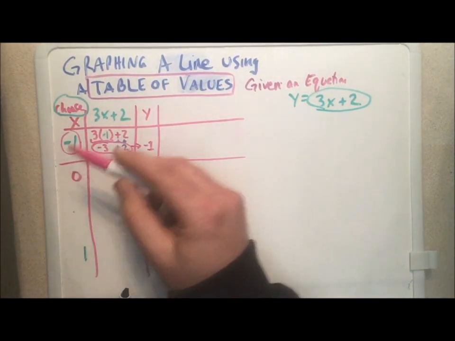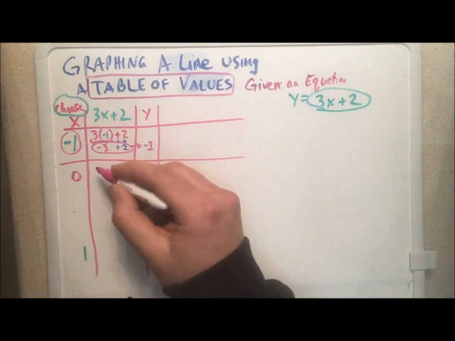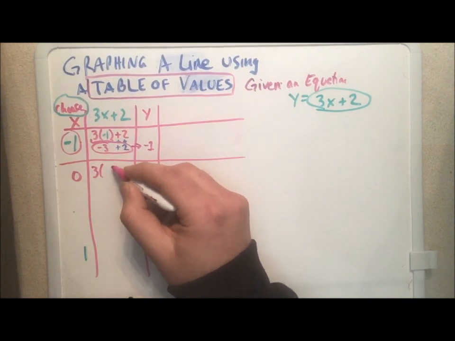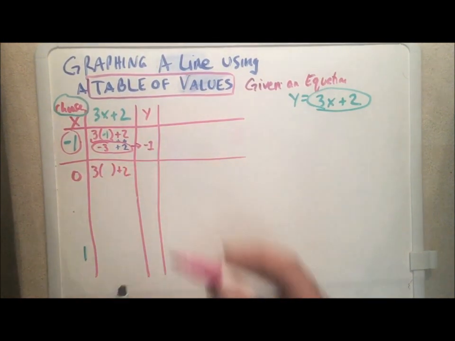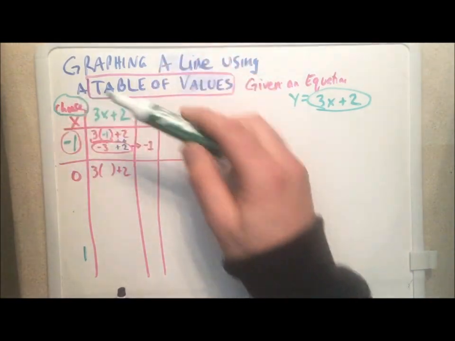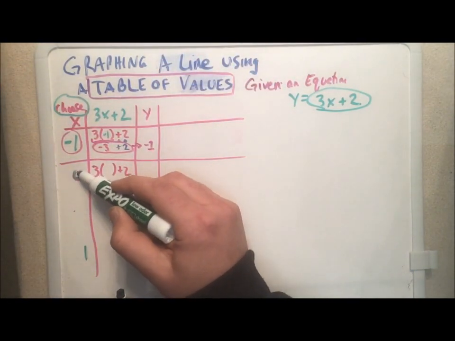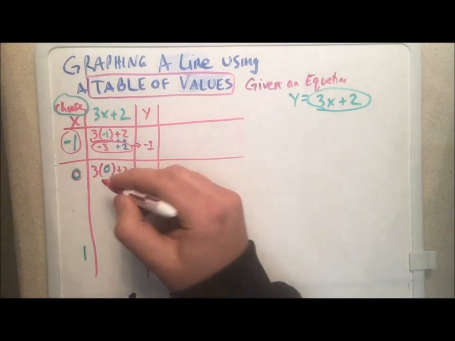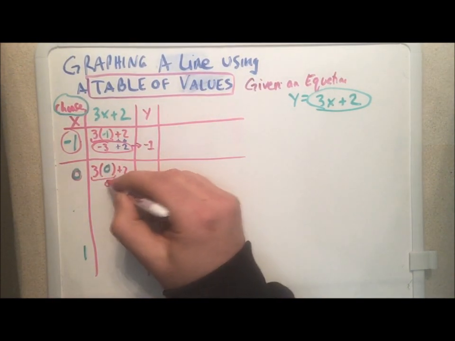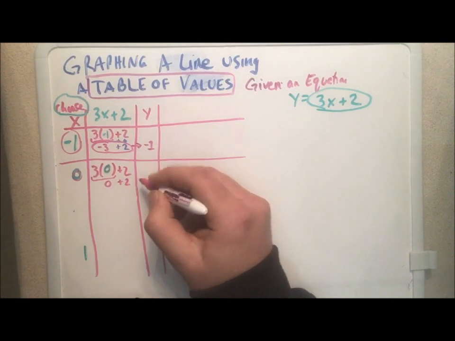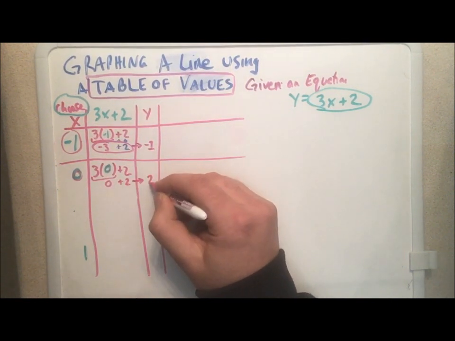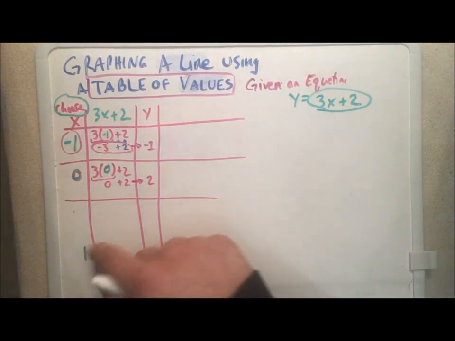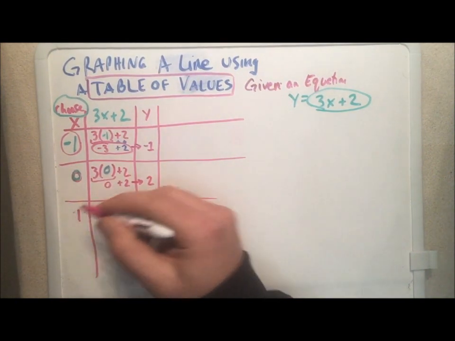Now this one is an entirely separate idea. I'm going to go 3 times x plus 2. I'm not thinking about this top stuff anymore. But instead of x, I'm going to put in the number 0. So watch what happens. 3 multiplied by 0 is 0. Trickle down, trickle down. 0 plus 2 makes 2. Very good, let's bring that up there.